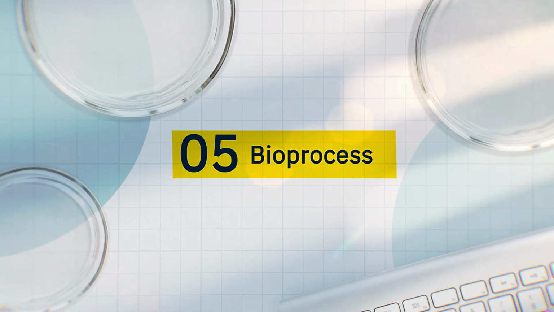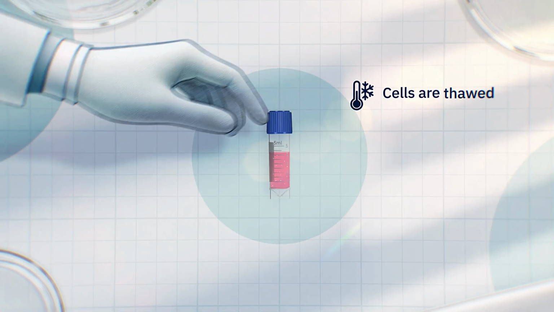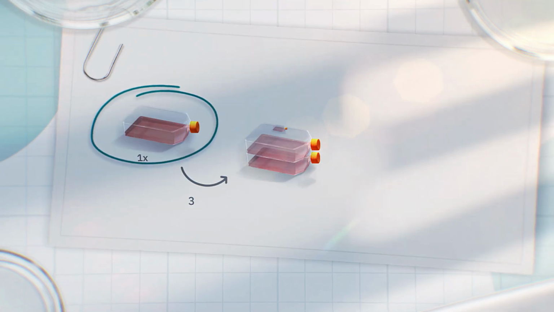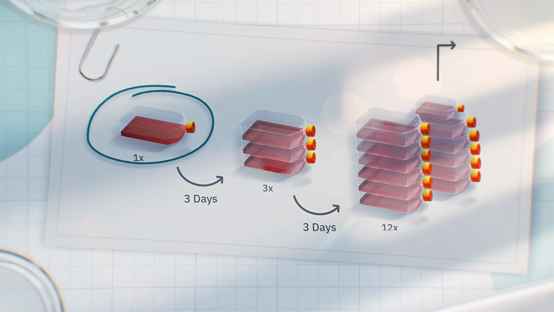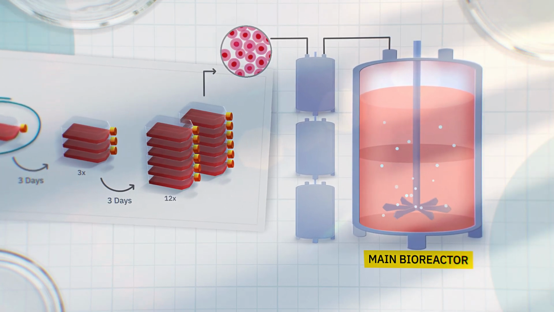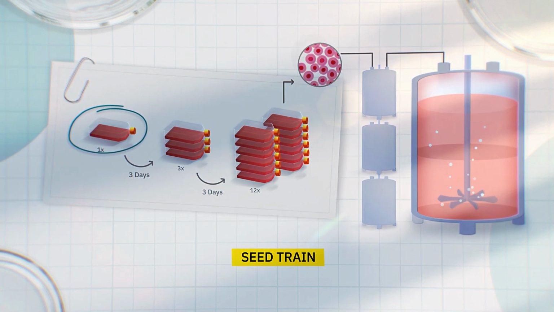Bioprocess. The production process begins by retrieving a tube of cells from the cell bank. These cells are thawed and cultivated until a sufficient number of cells, called the inoculum, is obtained to seed the main bioreactor. This progressive growth, obtained by an increasing scale of the cultivation system, is known as a seed train.